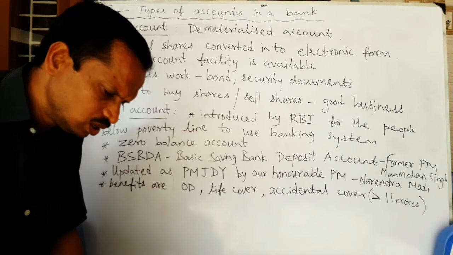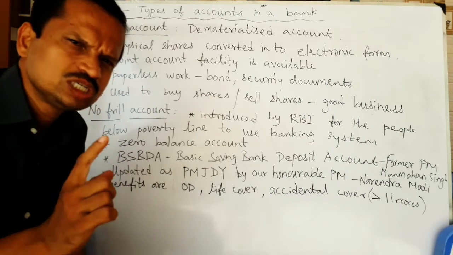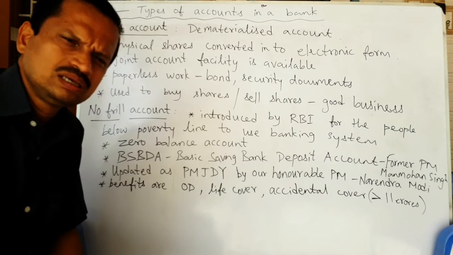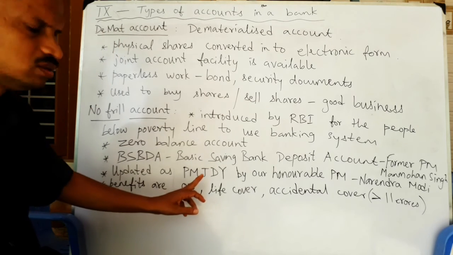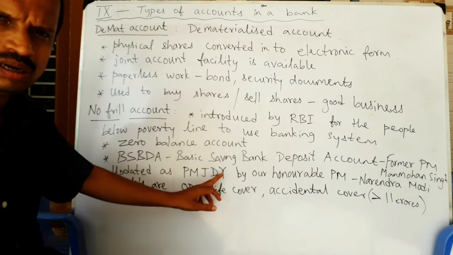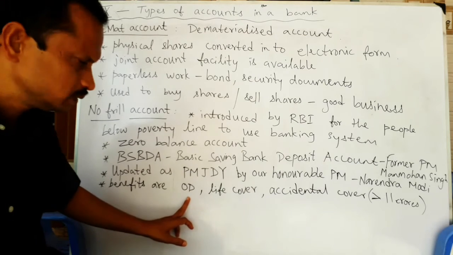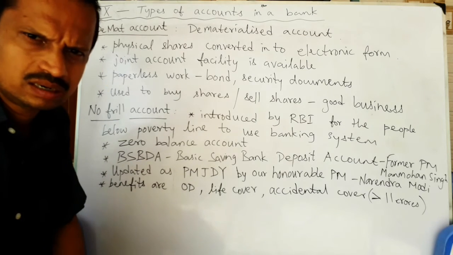Already I have told you in which account the OD facility is there. In a current account, the business people can get that OD. Okay, so like that here also in this PMJDY scheme, Pradhan Mantri Jan Dhan Yojana, OD facility is available. The limit is 10,000, and life cover is also there, that is insurance.